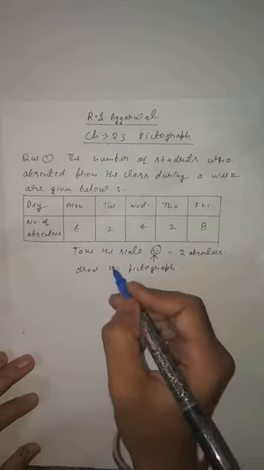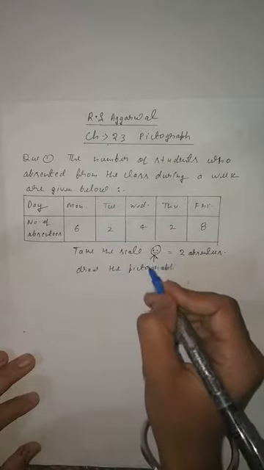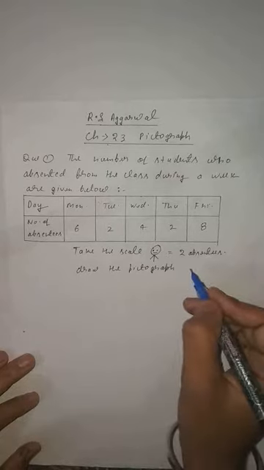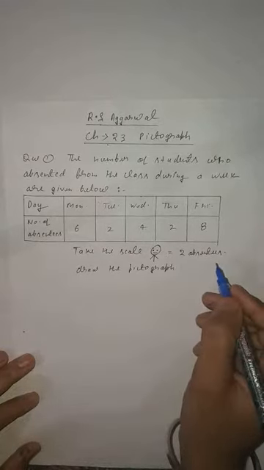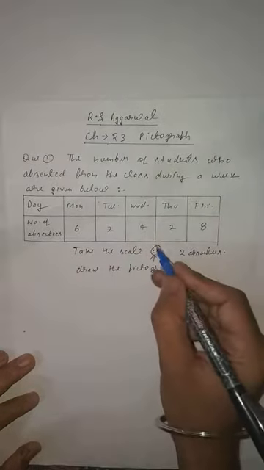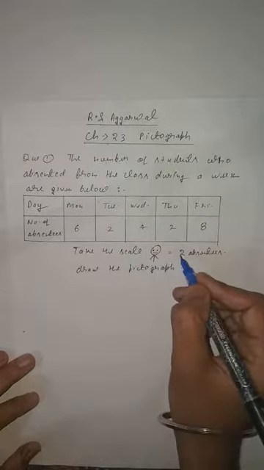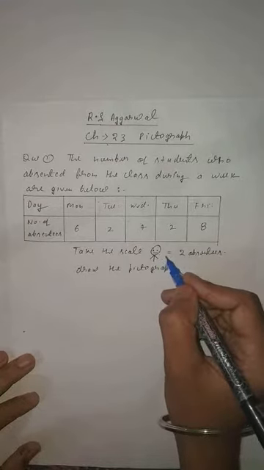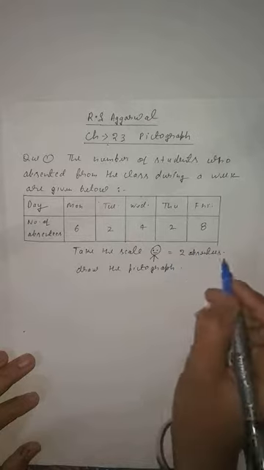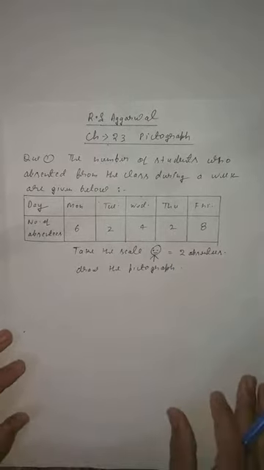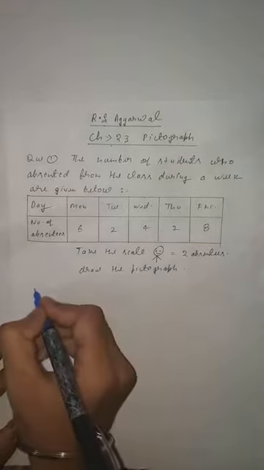Another thing is given: take the scale. Here 1 student equals 2 absentees, meaning 1 student represents 2 absentees. Clear, students? Clear these things? So if 6 students are absent on Monday, how many figures will you draw? 3, because 1 student means 2, 2 means 4, and 3 means 6. This is clear, student? I also explained it in NCERT. So come on, solution. How will you solve this question, students?